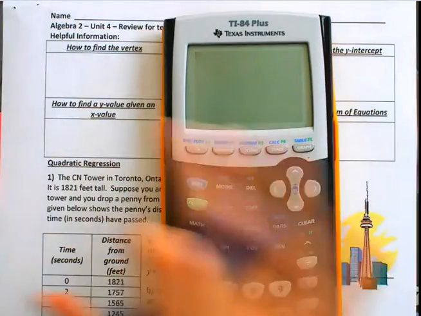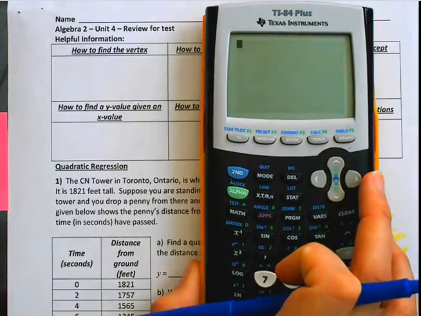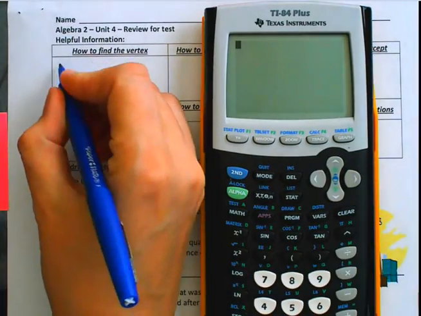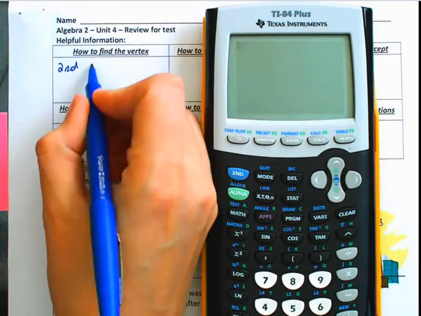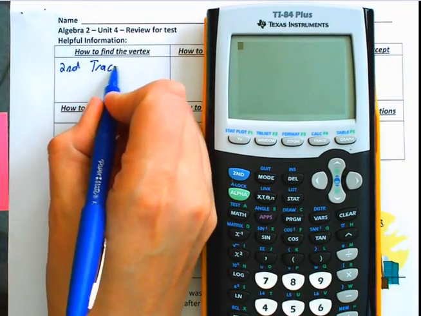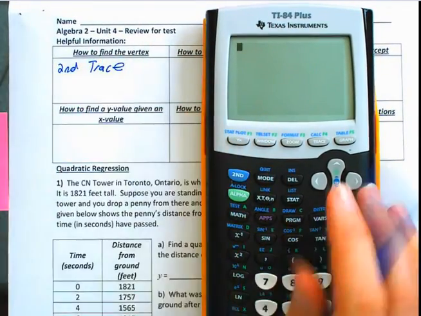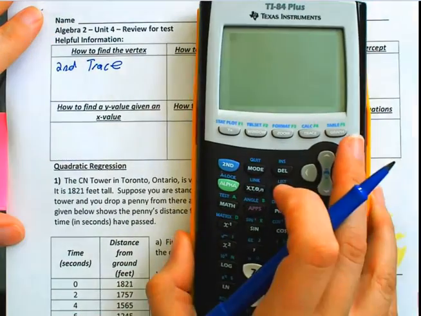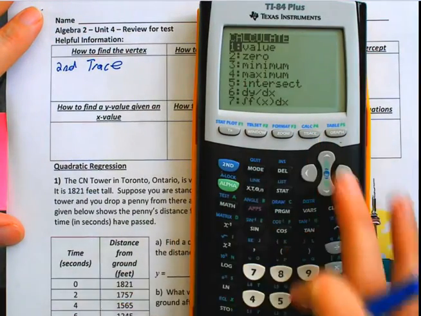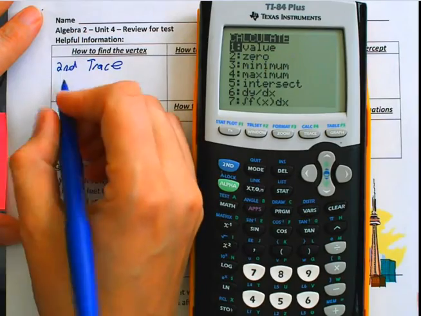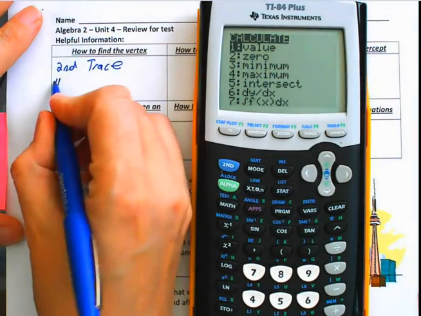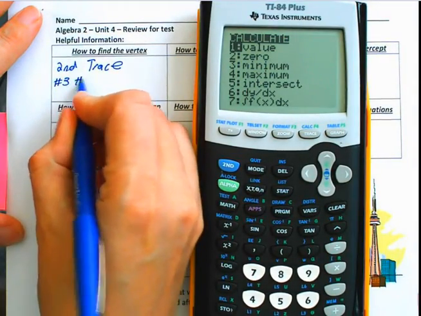Okay, so the first one is how to find a vertex. If the problem says find the vertex, you're going to do second, then trace, which takes you into that calc menu. So second, then trace, and then you're going to use number 3 or number 4 depending on the parabola.